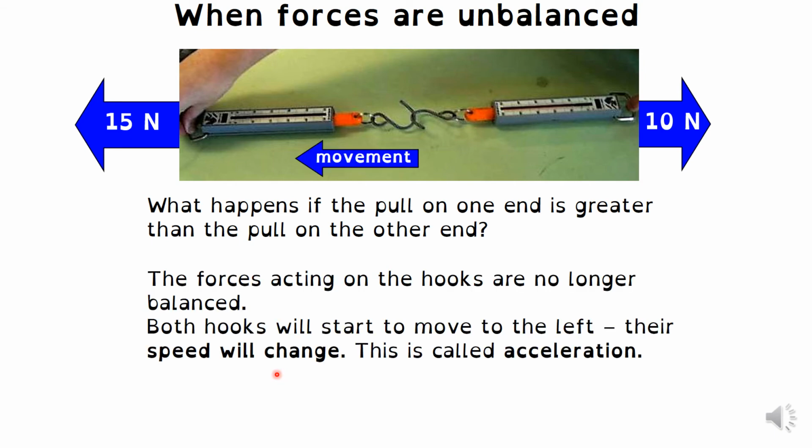Well, in this case, the forces acting on the hooks are no longer balanced. Both hooks will start to move to the left. Their speed will change, and as I said already in the video, this is called acceleration. The hooks were at rest, or still, at the beginning, and because they start to move to the left, that means that they are speeding up, they accelerate. So we've got here an overall force going to the left-hand side, causing movement that way. And that's what the resultant force is, the leftover force after you've cancelled the 10 on the right out with some of them on the left.